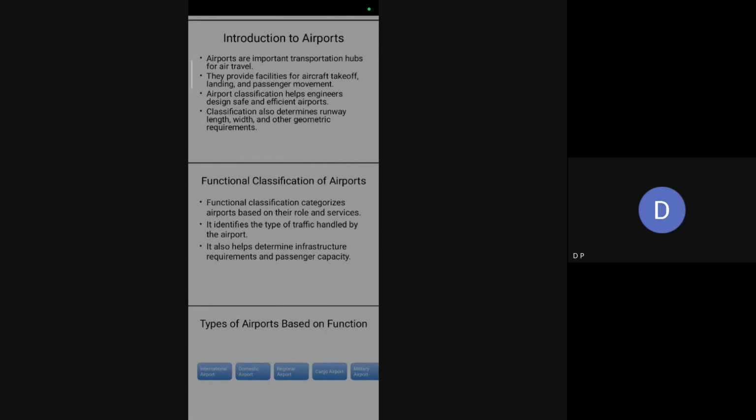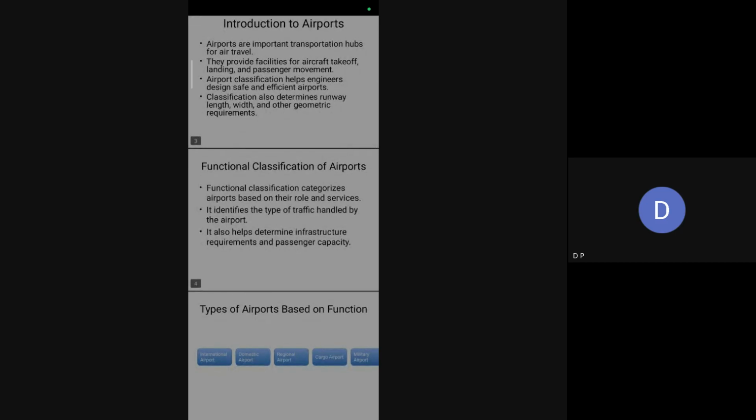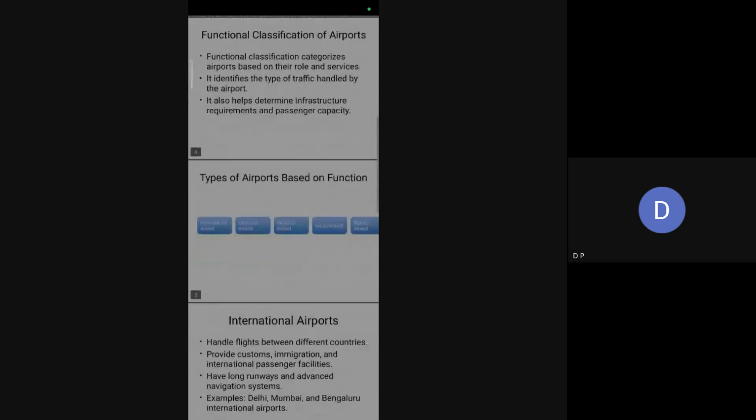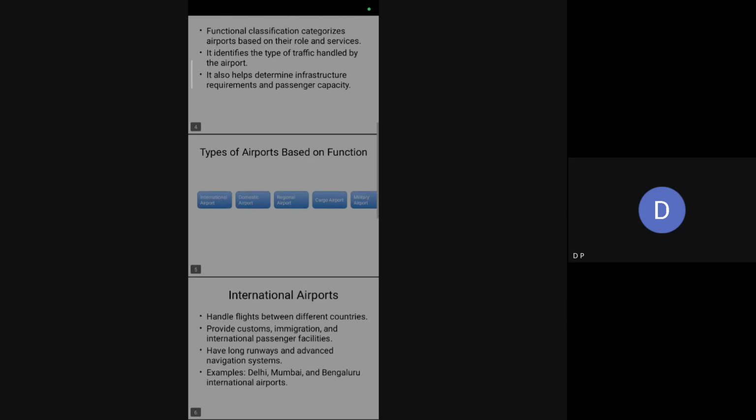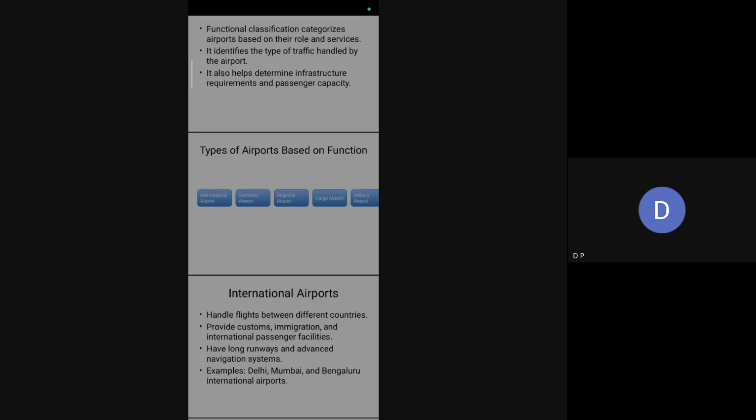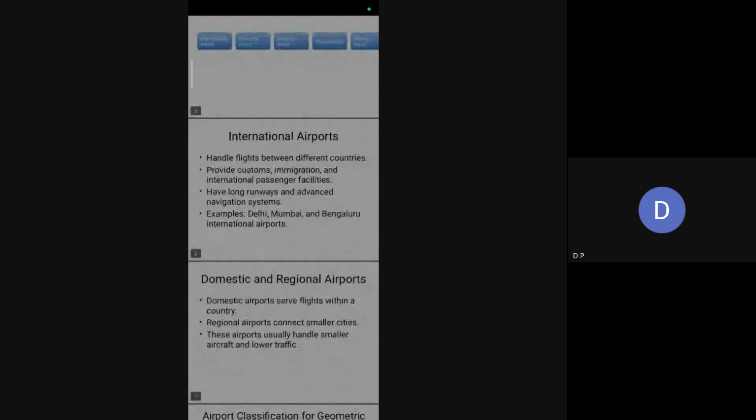Function classification of airport. It is categorized based on their role and services. It identifies the type of traffic handled by the airport, and it also determines infrastructure requirement and passenger capacity. There are types based on function: international airport, domestic airport, regional airport, cargo airport, and military airport. First, international airport. It handles flights from country to country. It provides customs and immigration and international passenger facilities.